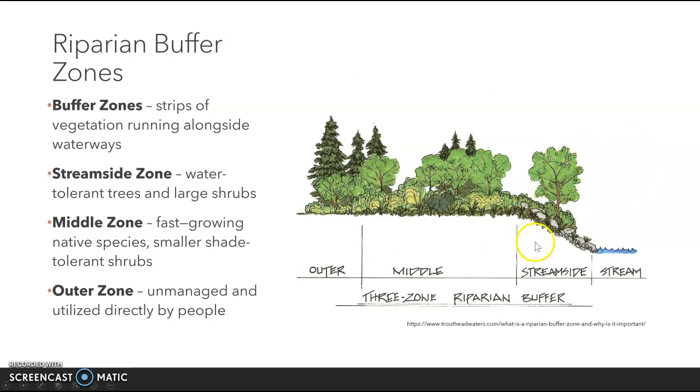The first section is the streamside zone, and it's located immediately adjacent to the water corridor. This area should be populated with water-tolerant trees and large shrubs. The second section is the middle zone, and it should be planted with fast-growing native species and smaller shrubs that are shade-tolerant. Occasionally, like in the diagram we have here, you'll also see a third zone called the outer zone, but this is typically reserved for direct human use, either as agricultural land or housing development.